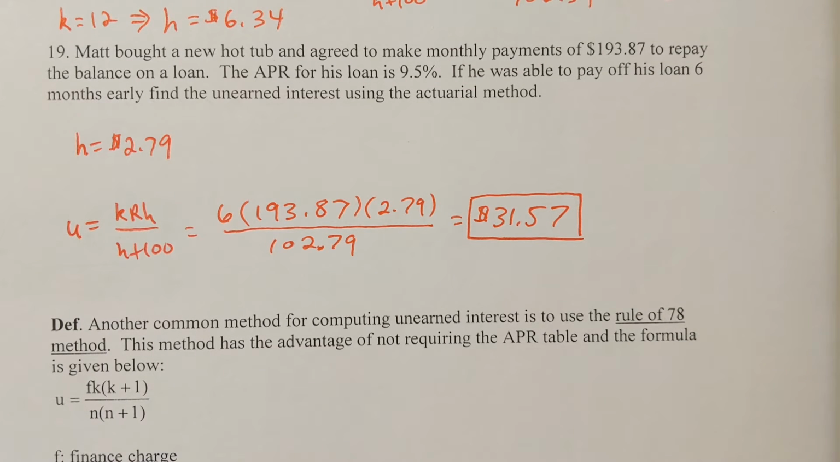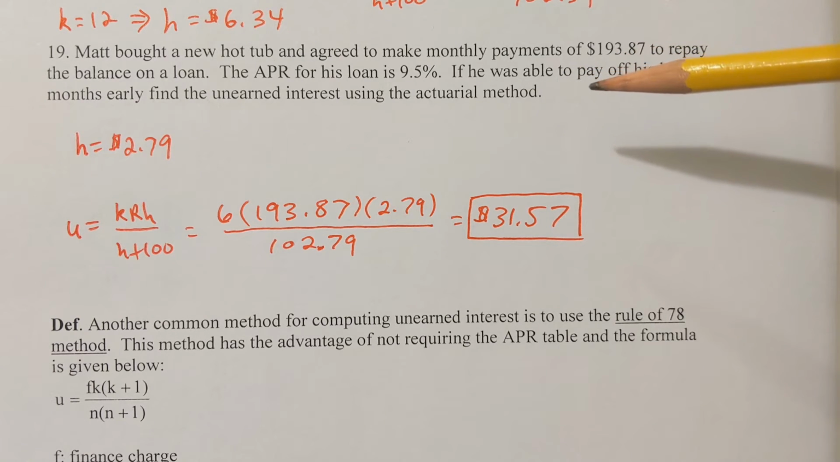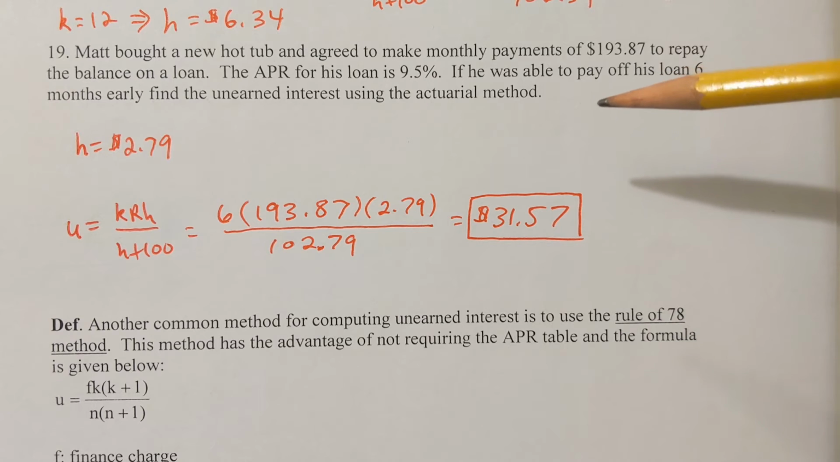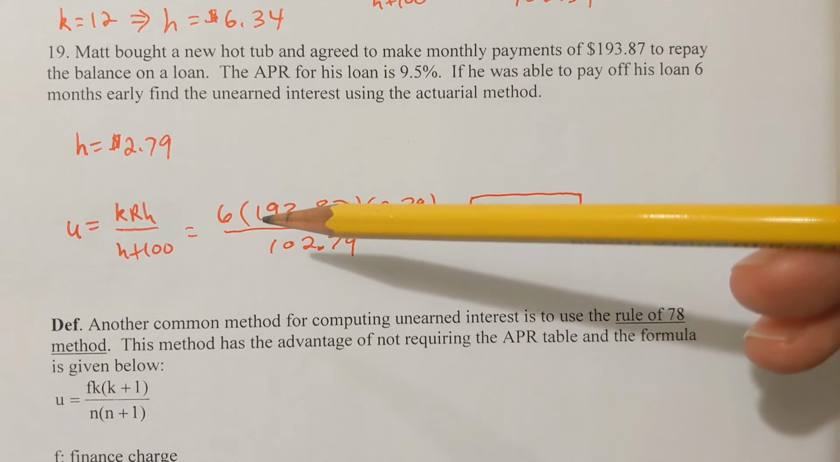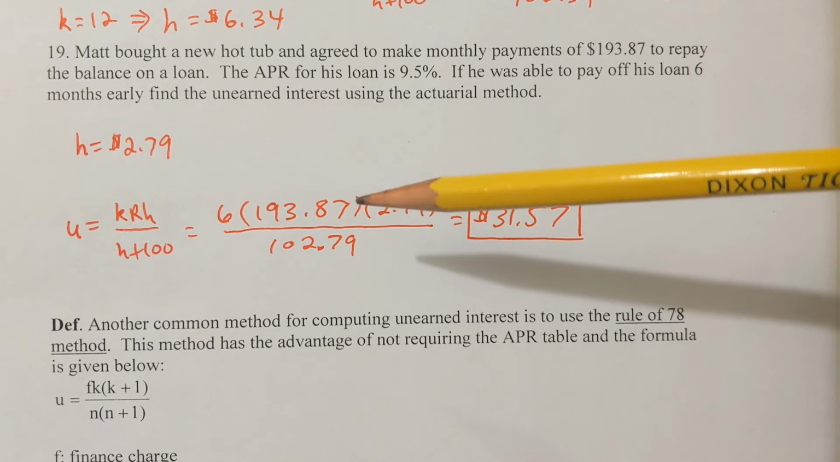Problem 19 says that Matt bought a new hot tub and agreed to make monthly payments of $193.87 to repay the balance on the loan. The APR for his loan is 9.5%. If he was able to pay off the loan 6 months early, find the unearned interest using the actuarial method. So K, again, is the remaining number of scheduled payments. That would be 6, since he was 6 months early.